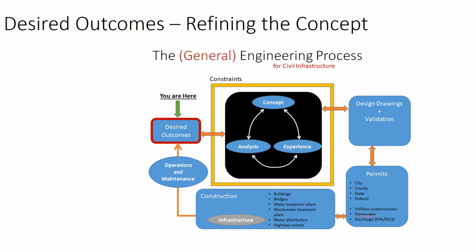So just to recap, the model that we've set out to explore during our senior design capstone sequence, CIV 470 and 480, looks like this. We're going to try to start with some desired outcomes. That's where we're at right now. And then the real engineering work that we're going to be doing is going to be based on developing concepts, doing analysis, relying on experience, both our own and experience of other people, but all within the context of constraints.